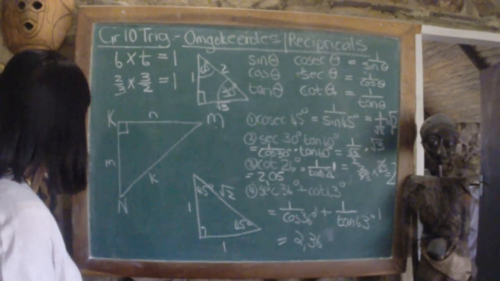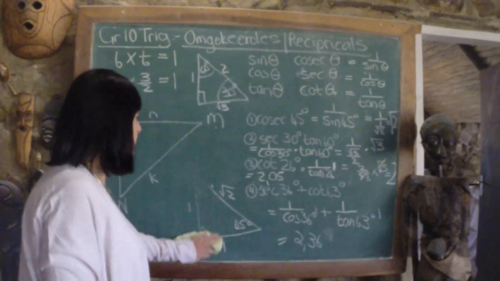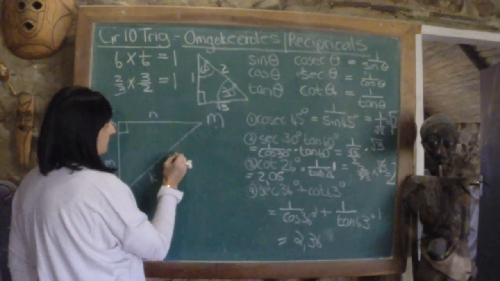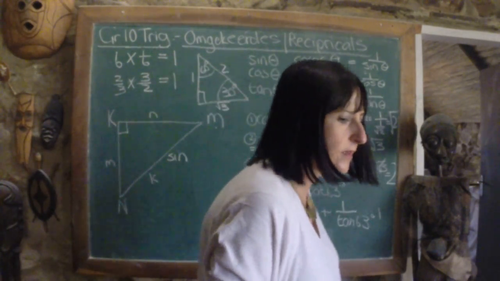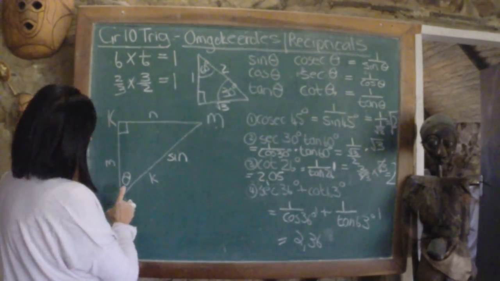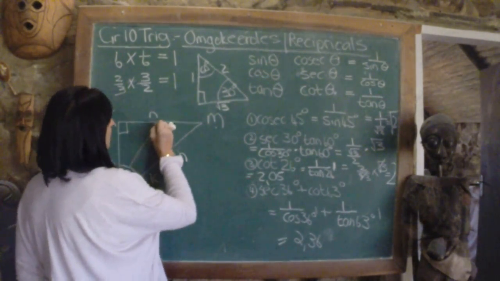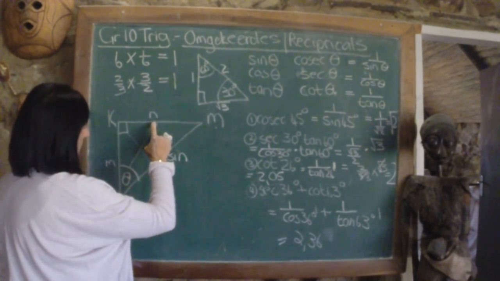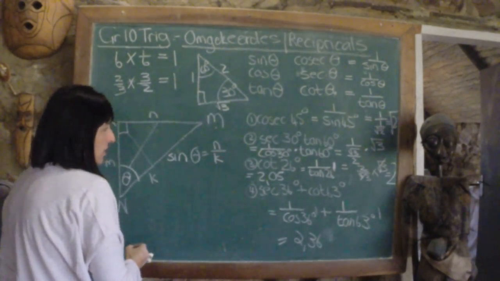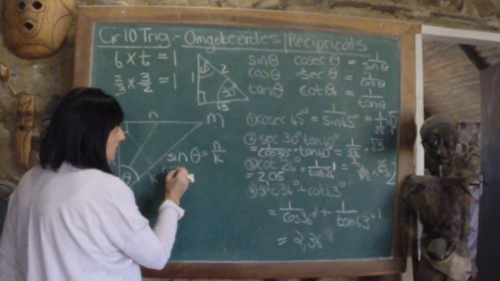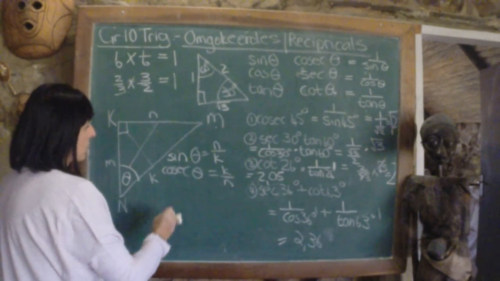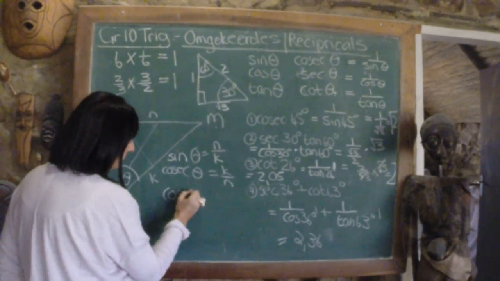Kom ons gaan kyk net gou weer na ons sin, kos en tan, cosec, sec en kot verhoudings hierso. As ons gaan kyk na die sin, and let's make this angle theta. The sin of theta will be opposite on hypotenuse. So dit gaan wees n op k. Sin van theta is n op k. Stem julle saam met juffrou? So wat gaan die cosec van theta dan wees? Ek ruil net die teller en die noemer om. Baie maklik.